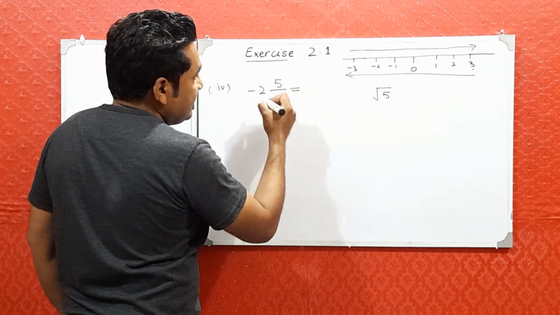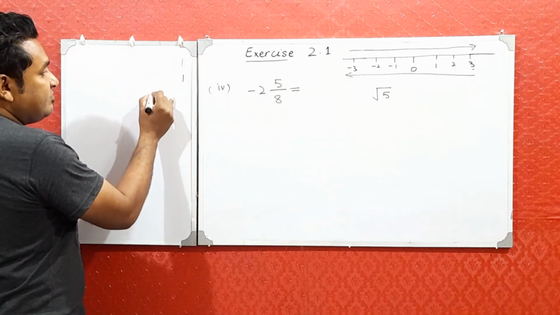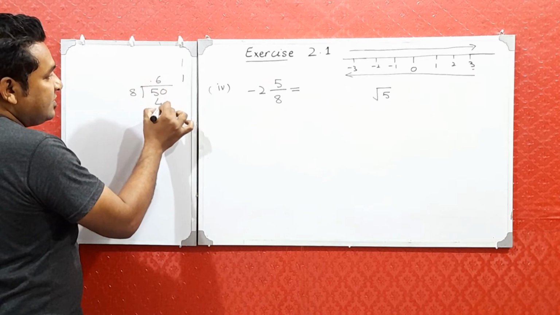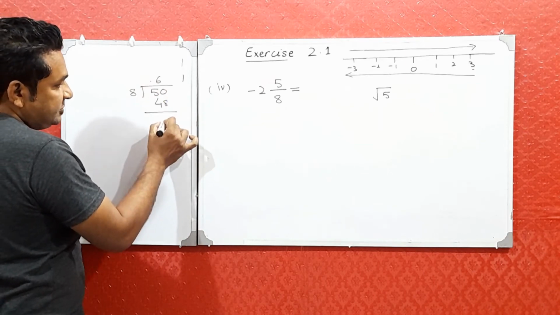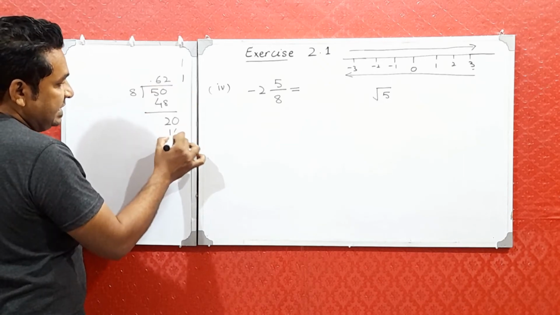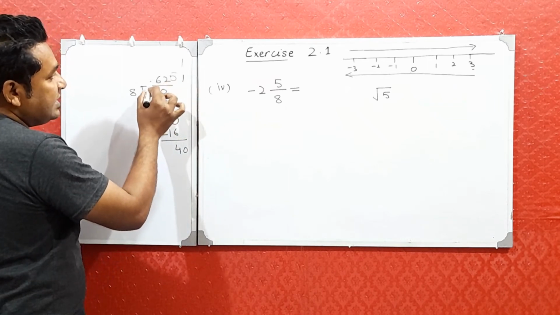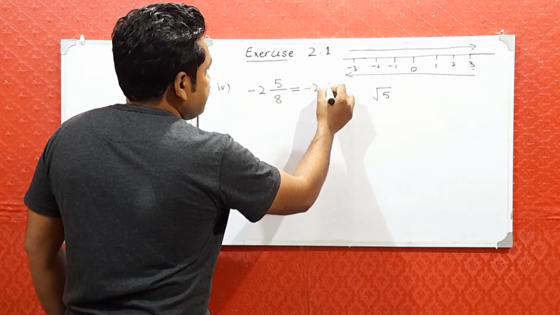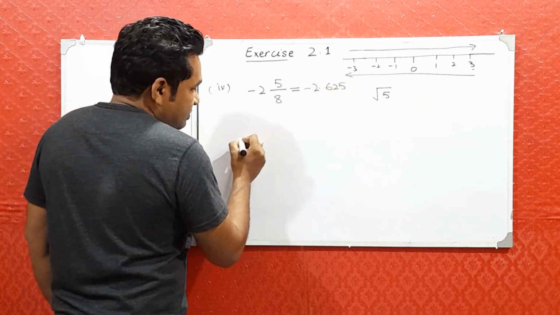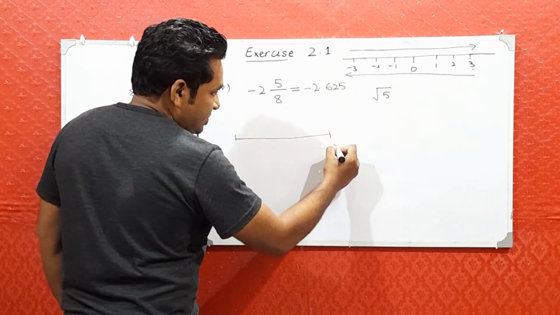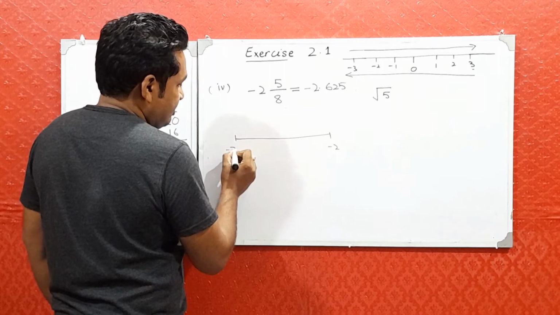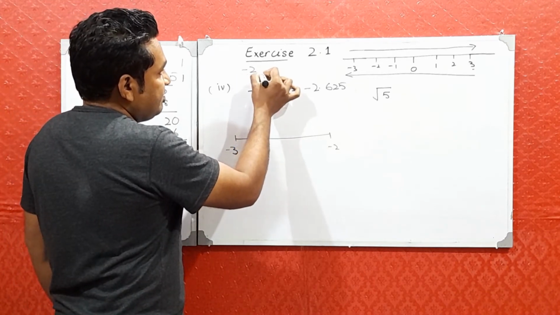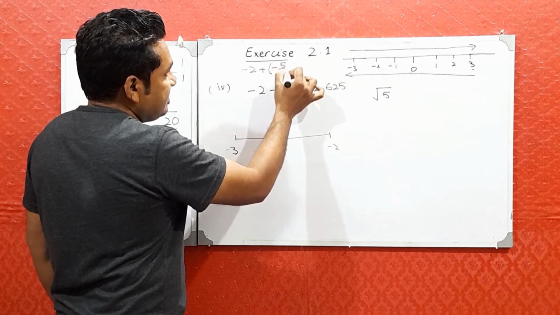So this number, you know, is minus 2 whole 5 over 8. If I convert it into decimal, when we divide 5 by 8, 0.0, 8 6s are 48, and 2 0, 8 2s are 16, 4 0, 8 5s are 40, so it is 0.625. So it means it is minus 2.625. It means it will come in between minus 2 and minus 3. Minus 2 and minus 3. Now it can be written as minus 2 plus minus 5 by 8.